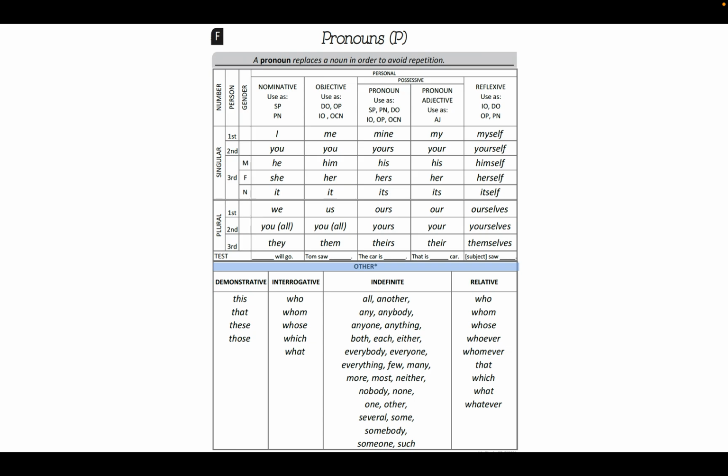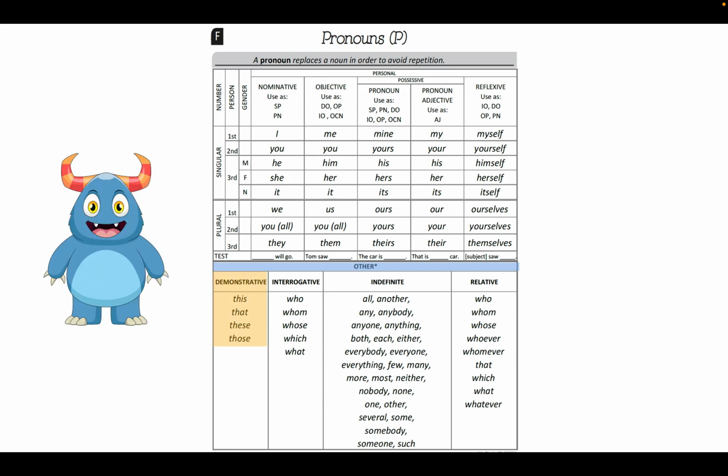And the first one is demonstrative. So those are this, that, these, those. So this is my monster. That is my monster. These are my monsters. Those are my monsters.